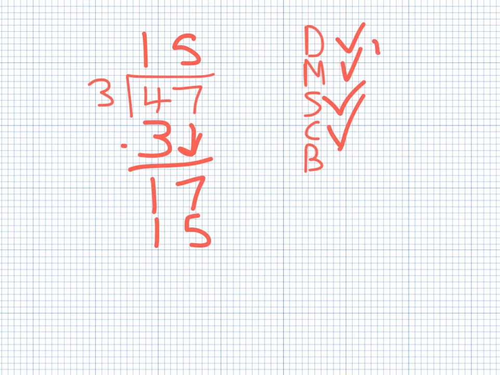So I've done my division, done my multiplying. Now I need to do my subtraction. 17 take away 15 is going to leave me with 2. You'll notice now that I don't have any other numbers to divide by. There's absolutely nothing here. So this last number here is going to be my remainder. So my answer, how many times does 3 go into 47, is 15 with a remainder of 2.